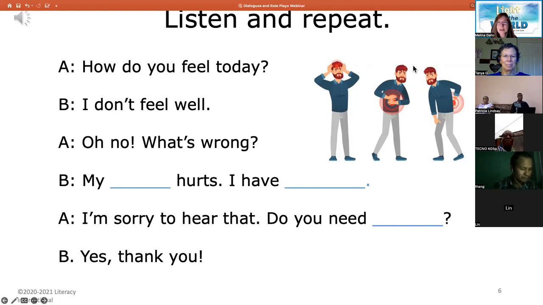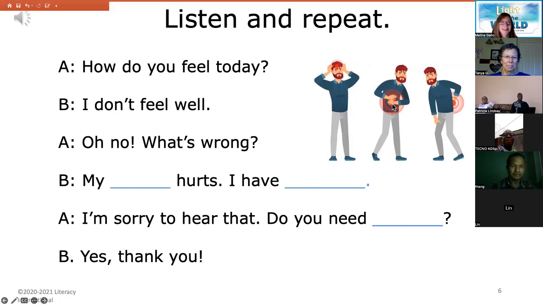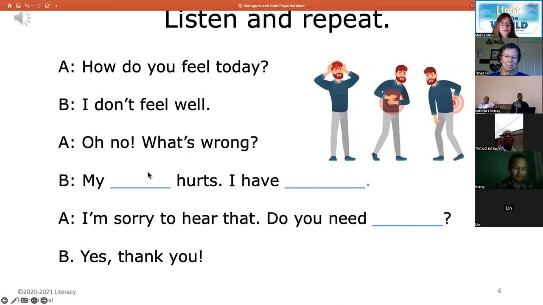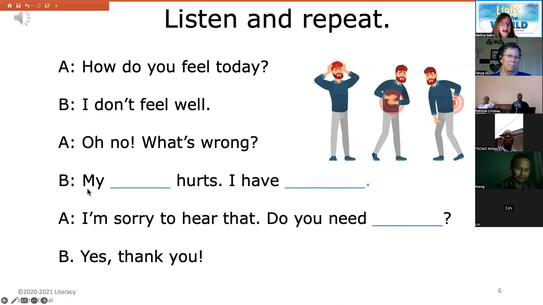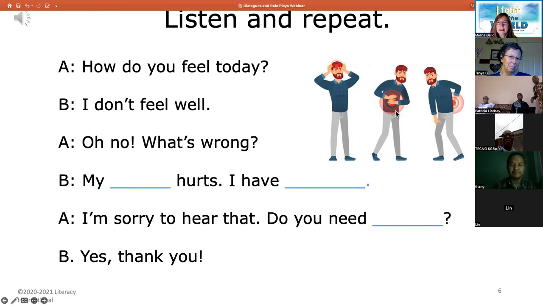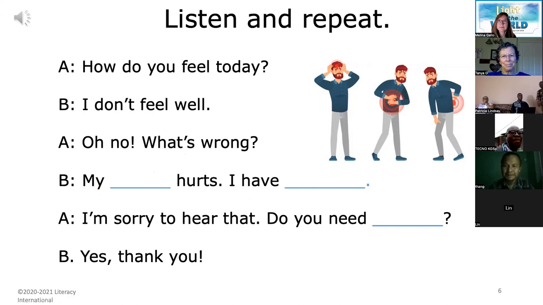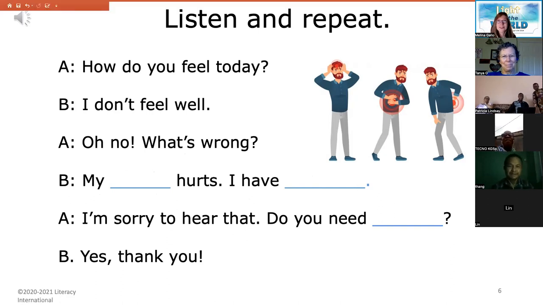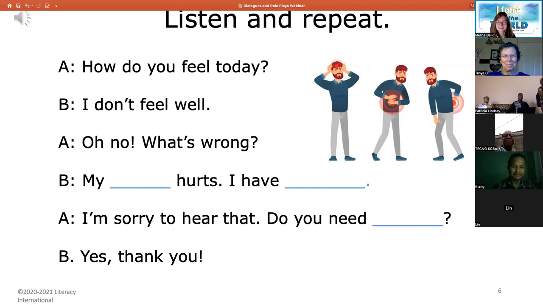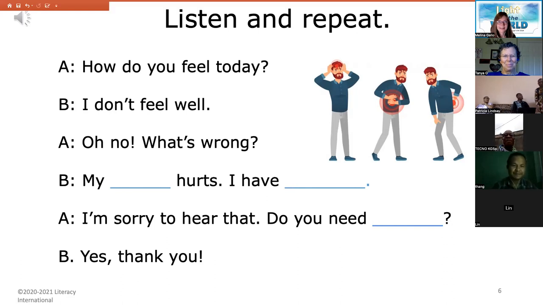So for example, we could look at picture number 2 and say, okay, class, I'm going to let you guys answer this. Okay, class, in picture number 2, it's my blank hurts. I have blank. What do you think is the problem in picture number 2? Can anybody tell me? And you guys can unmute yourself if you know the answer. So in the second picture, what is the problem?